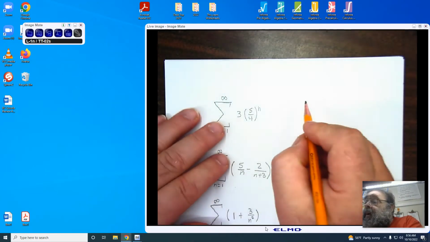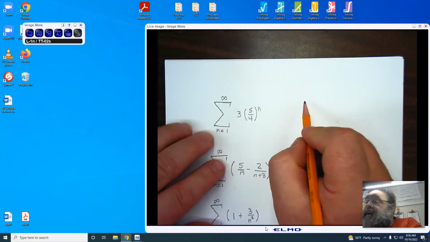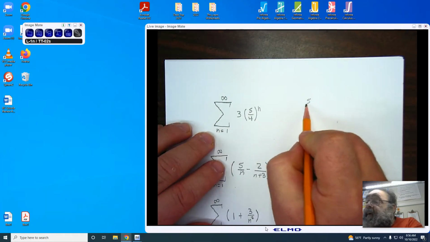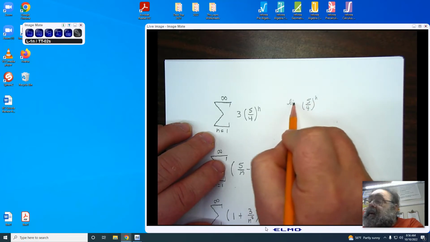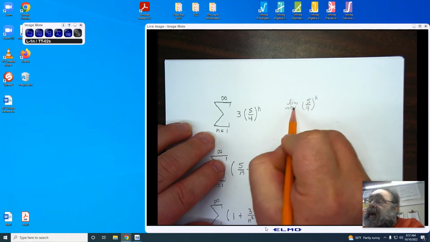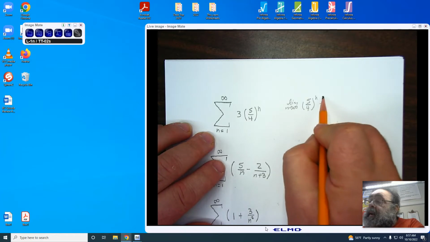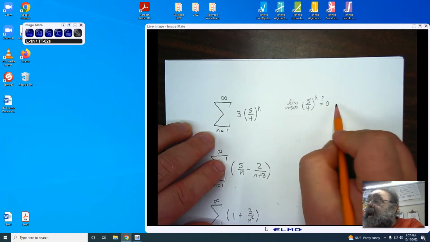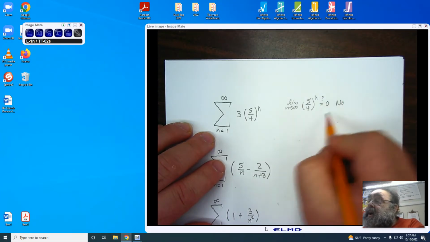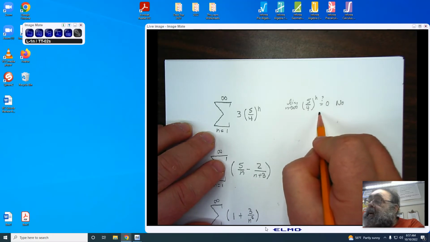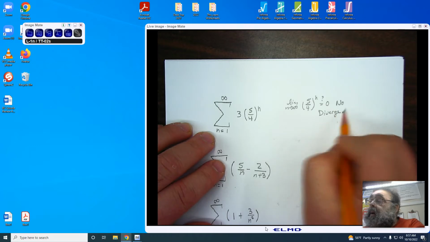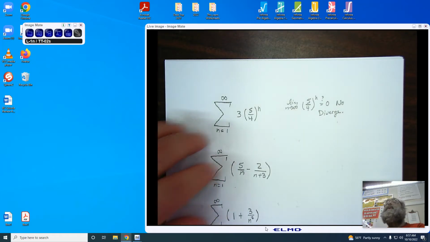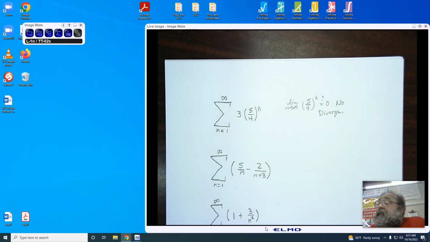So if I am looking at this and I am asking myself, does 5 over 4 to the nth power, for the limit as n approaches infinity, go to 0? That's the first question. The answer is no, and we can stop and say that this will diverge. Notice that that's the first step, checking the nth term test. We always do it first.